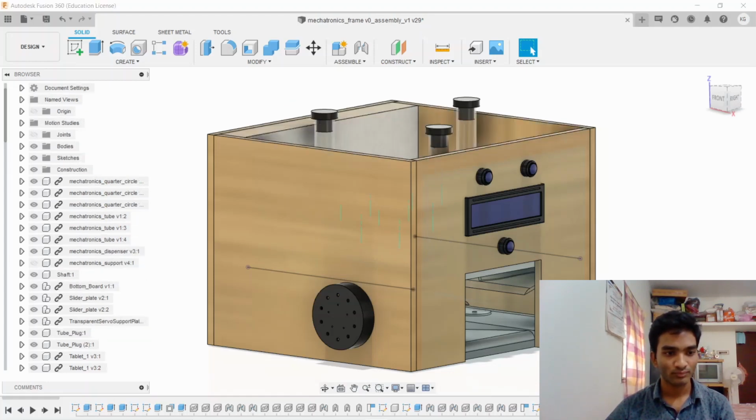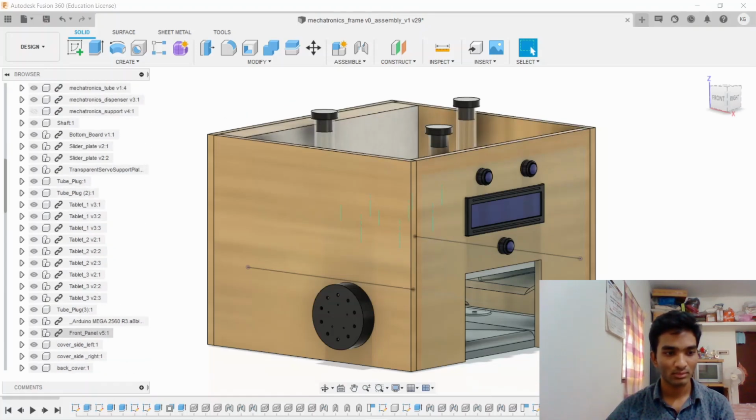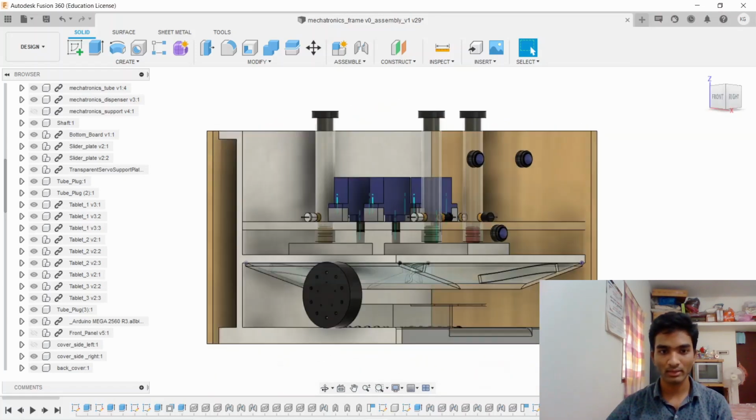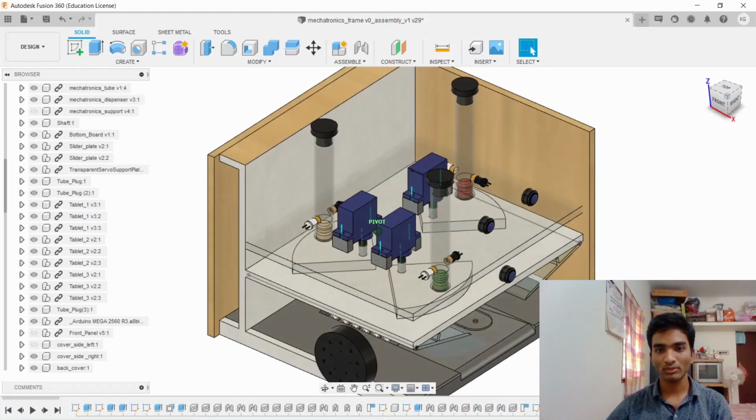This is the inner view of the 3D model. You can see here there are two plates for the sake of support, and there are three servo motors for the purpose of actuation, and there are three tubes for the purpose of storing medicines. These tubes extend down so that the medicines come into contact with the quarter circle. I'll explain what the quarter circle is.